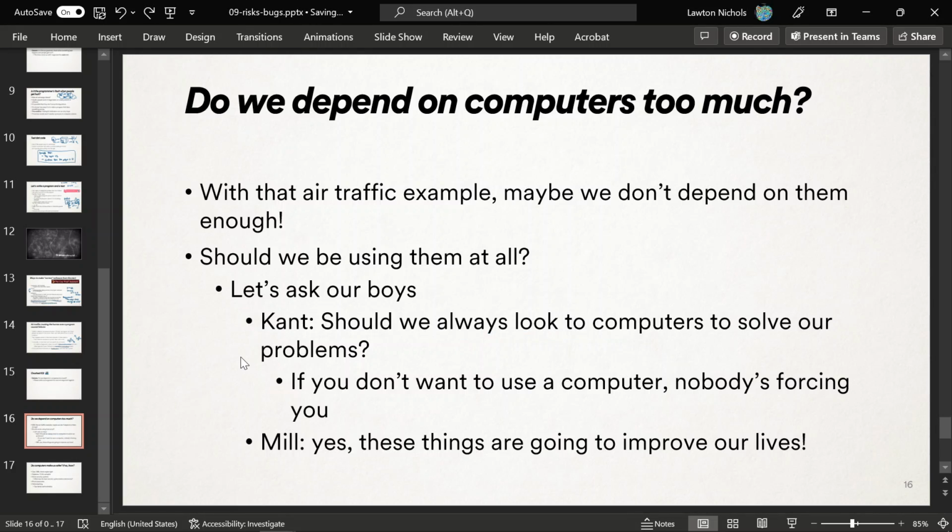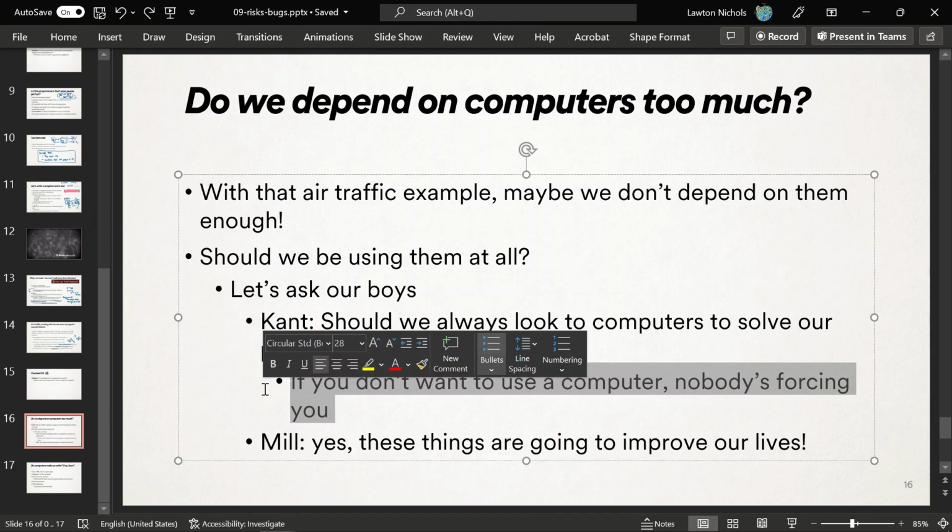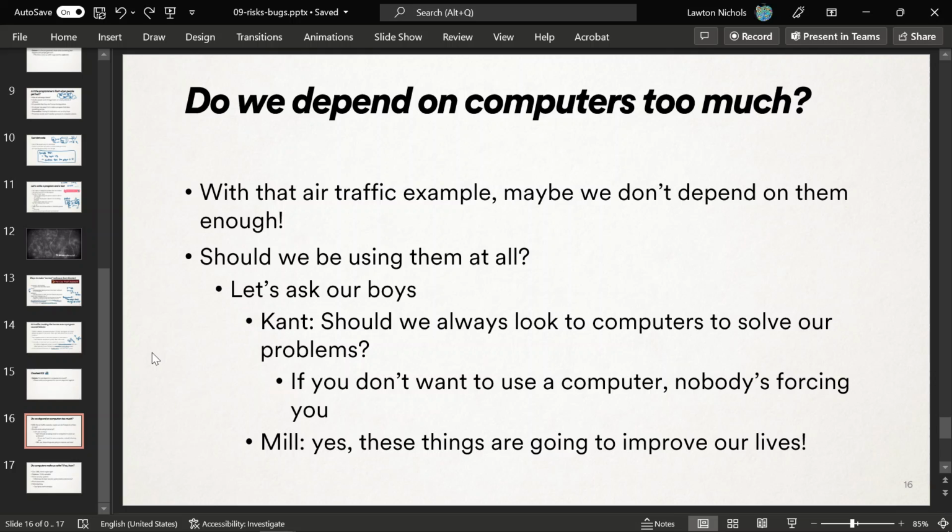He probably would say no. Like, you can do what you want, dude. You have free will. So if you don't want to use a computer, no one's going to force you to. But I think you could also ask a similar question to Kant with the word "always" in it. That would get him to say yes. There's definitely ways to frame this problem in a Kantian way.